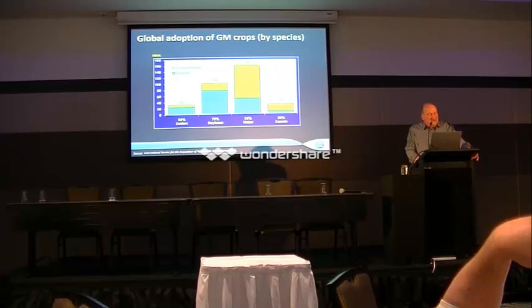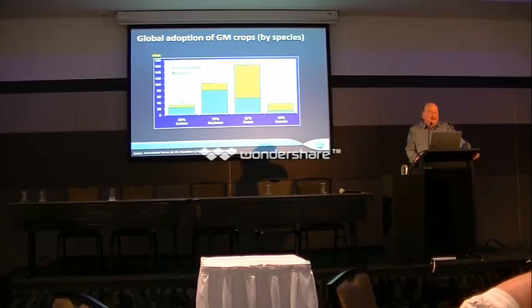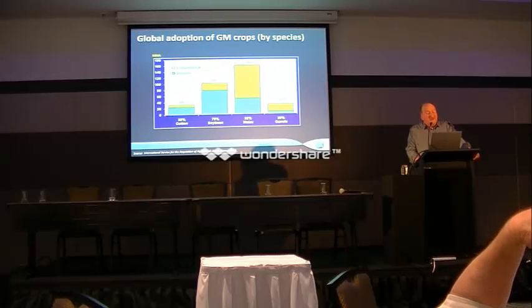If you look at the penetration by crop, you can see across here that in cotton, about 82% of global cotton production is now GM cotton, predominantly BT-resistant cotton. In soybean, it's 75%, in maize, 32%, and canola, about a quarter of the canola grown in the world is GM canola, herbicide tolerant.